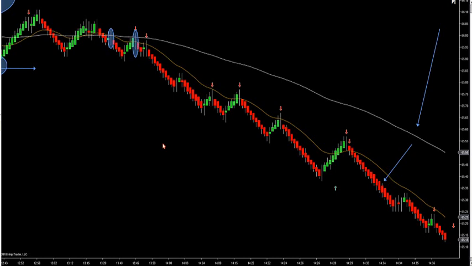Now, it doesn't work on minute charts. Don't try it on minute charts. You get killed. It really works on my Renko really well because I like to see an indecision bar too. I like to see the indecision bar and the arrow fire at the same time. Everybody clear on that setup?